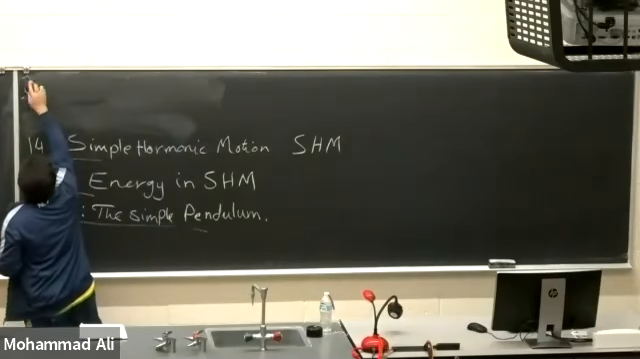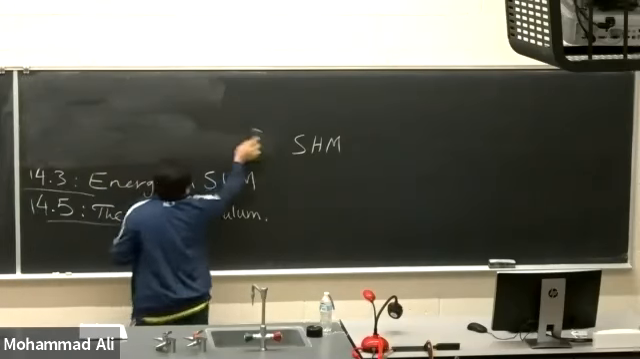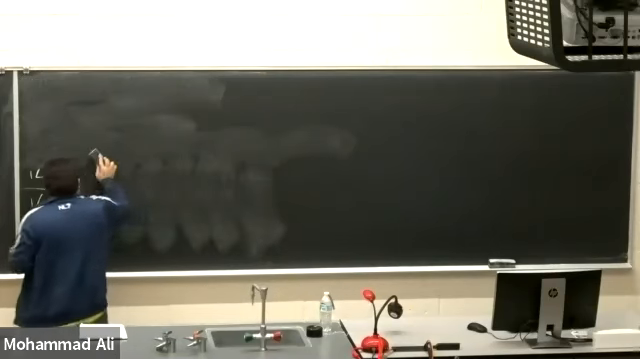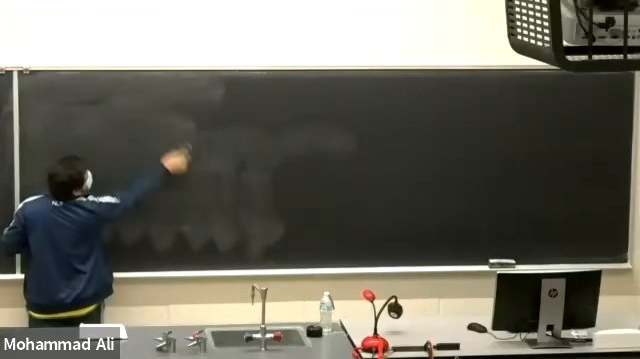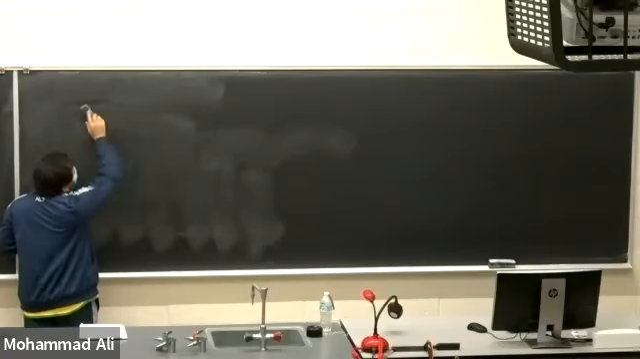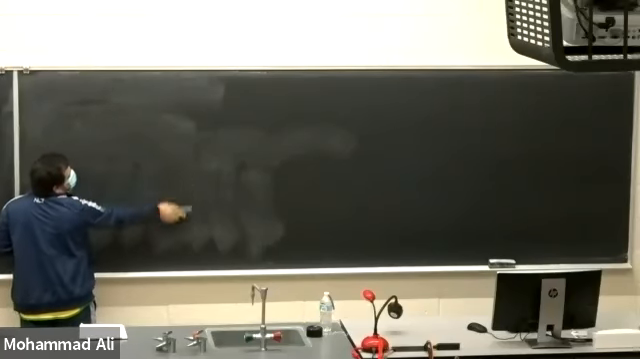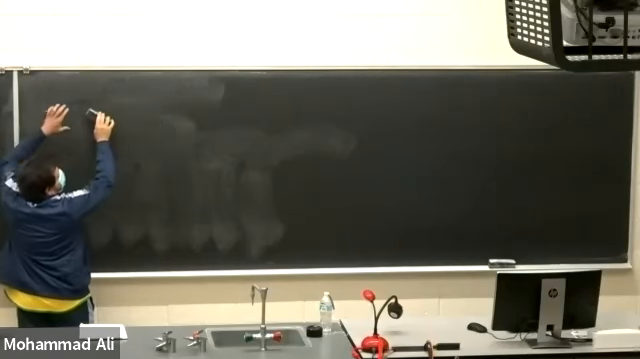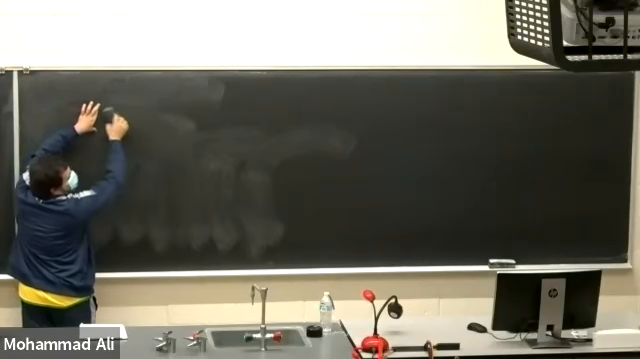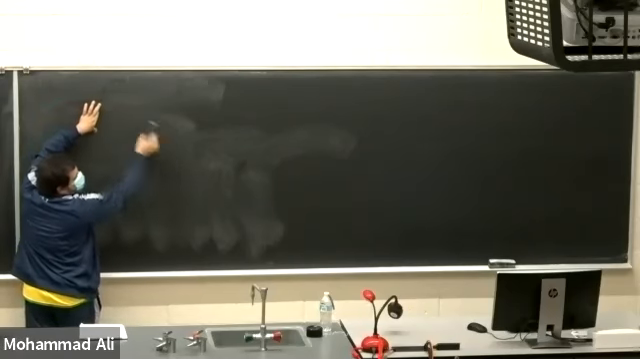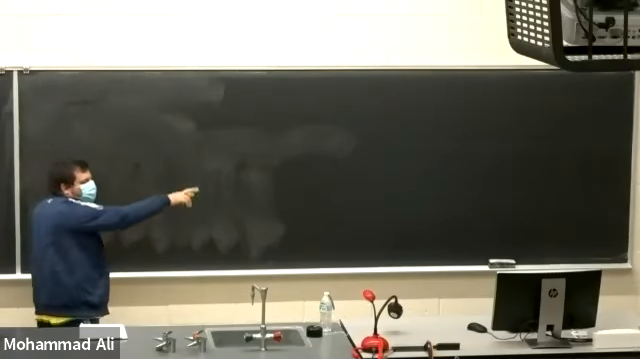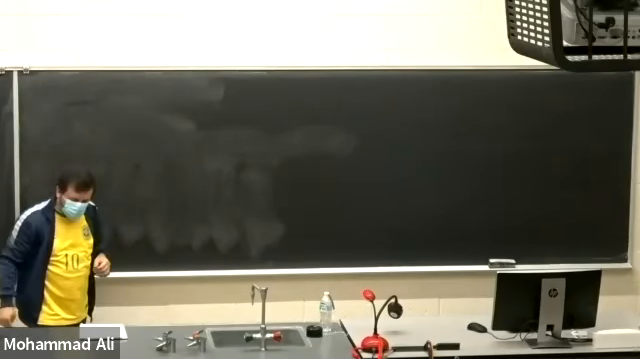Simple harmonic motion is very applicable in our life. For example, this motion is simple harmonic motion or periodic motion, because I'm repeating my motion along a certain path during a time. This is a periodic motion. My walking is simple harmonic motion.